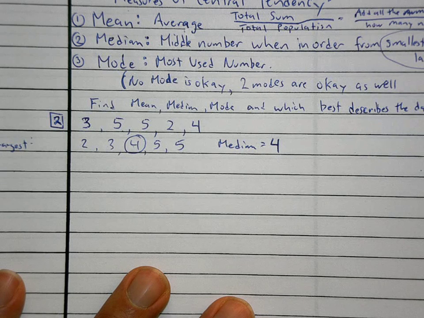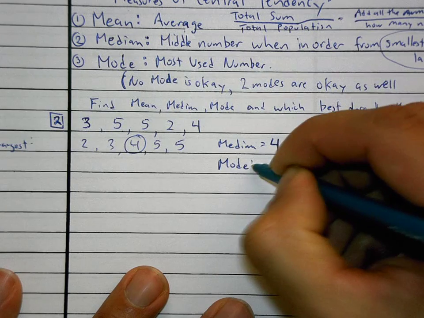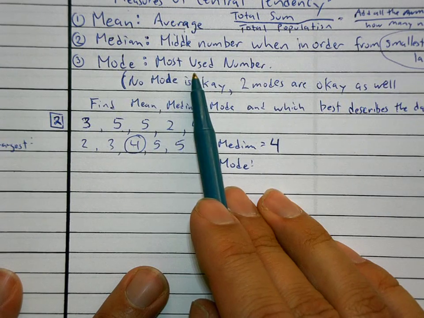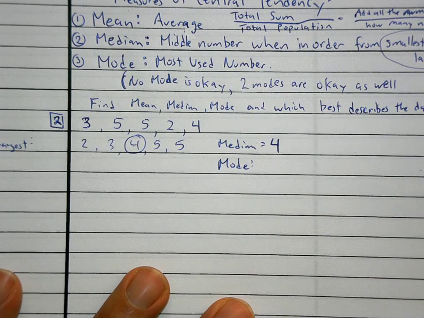We found one of the measures that we're supposed to find. The next easiest one to figure out is the mode. The most used number. What number is used the most in this particular problem? Those are the 2 easy things to figure out. We have the median, which is 4. We have the mode, which is 5.